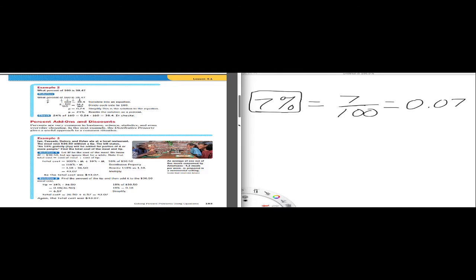Example 2, what percent of 160 is 38.4? In this case, we don't know what P is. You know what Q and R are. And so you solve it for that. And I'll go through some other examples here with you in just a minute.